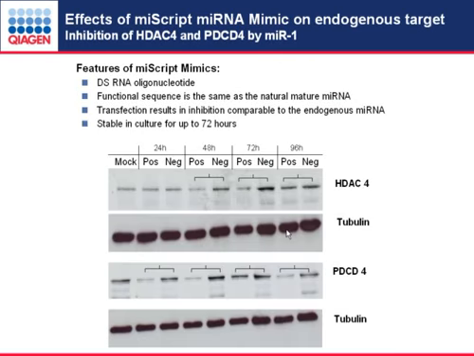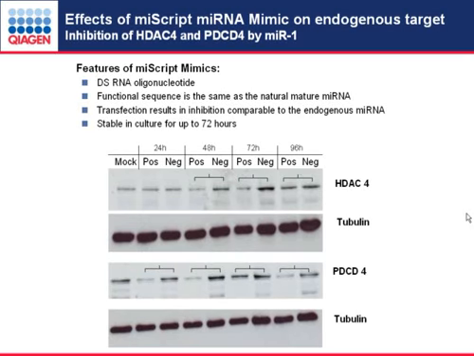And the features of the miScript mimics are, again, that they are a double-stranded RNA oligonucleotide, and the functional sequence is the same as the naturally occurring mature microRNA. And transfection of the microRNA mimic results in inhibition comparable to the endogenous microRNA, and the actions are stable. The actions of the mimic are stable in culture for up to 72 hours.